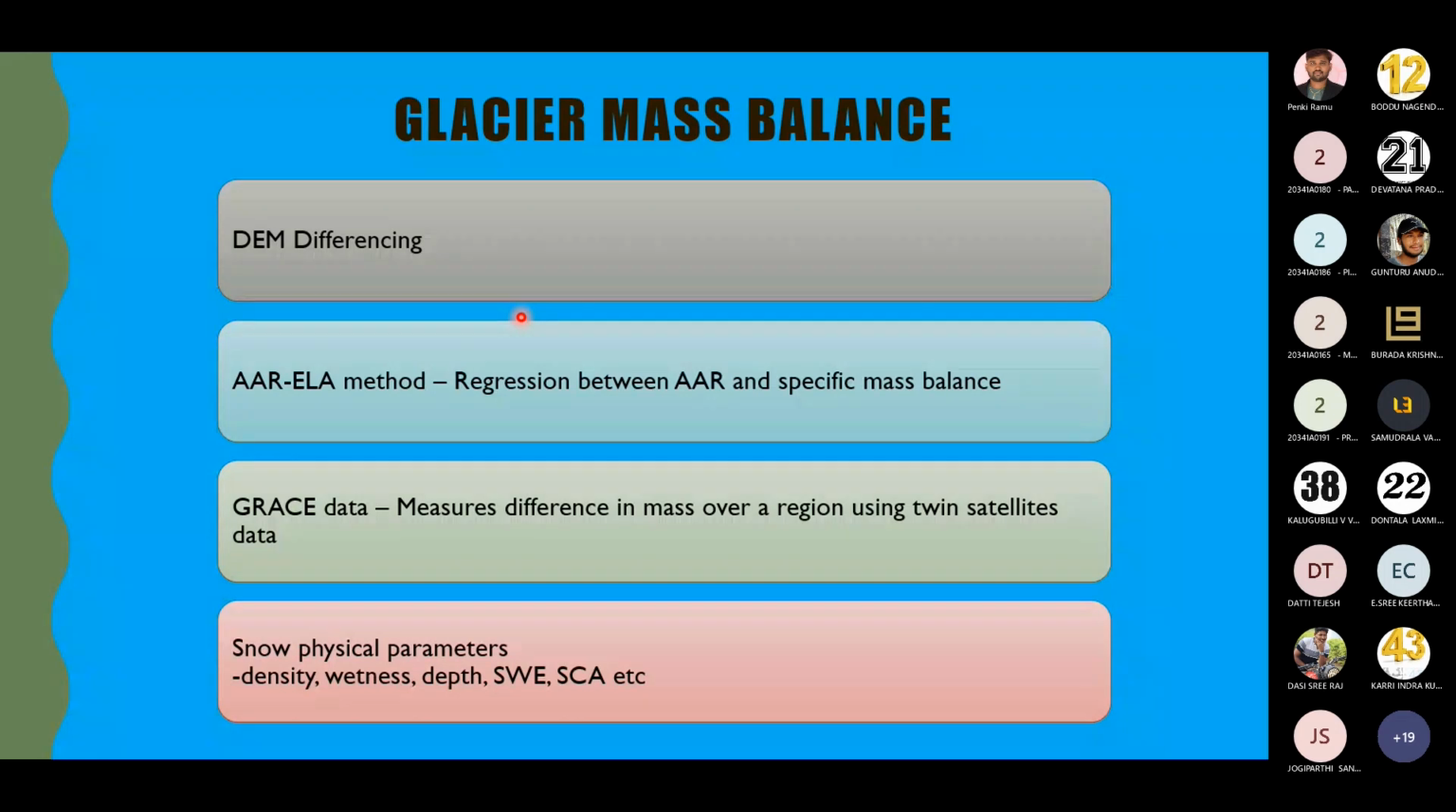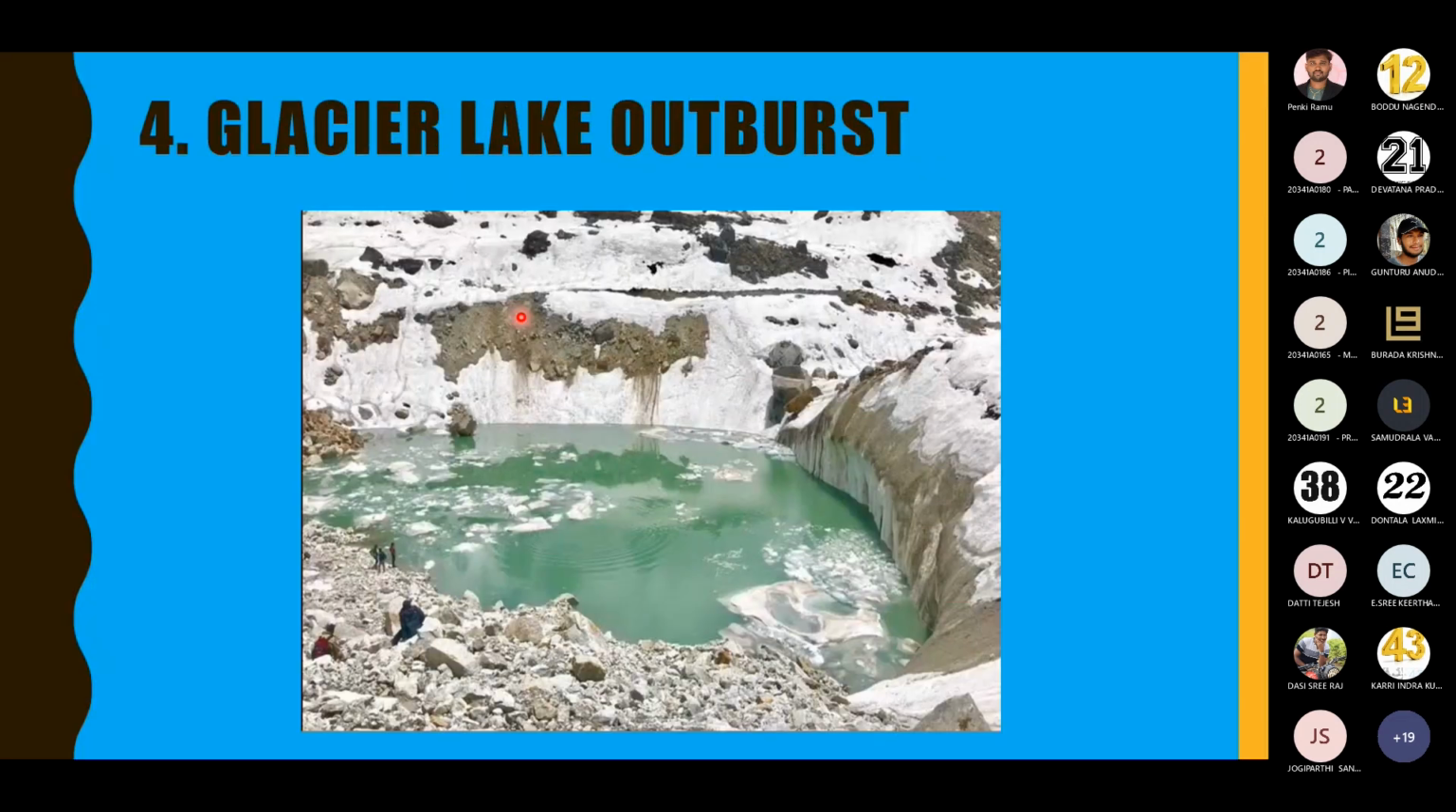And the next application is glacial lake outburst. We study different aspects of lake outburst, like what is the volume of the lake, how much water is present in the lake, what is the density of snow surrounding this particular lake, and how it is changing with time. By observing all these things, some applications can be worked out, and we can get some important information related to the glacial lake outburst.